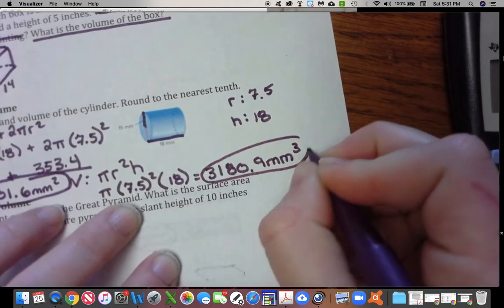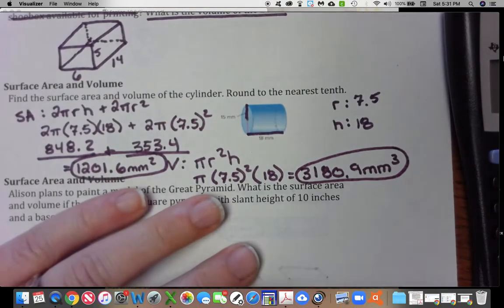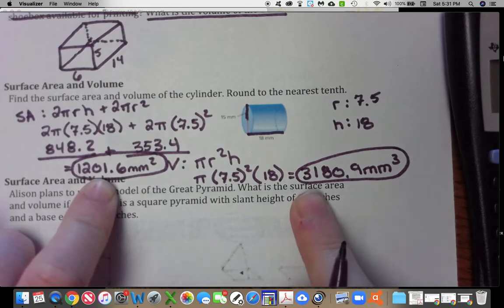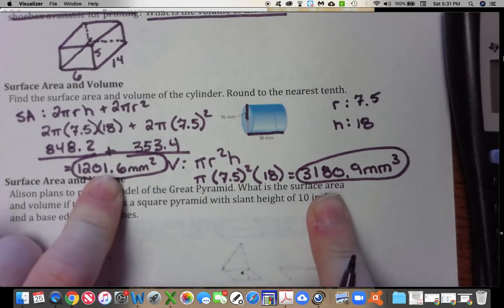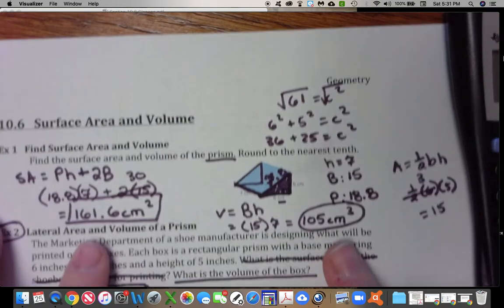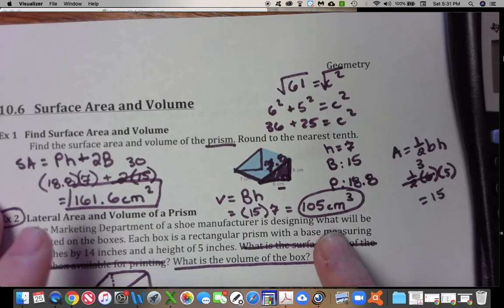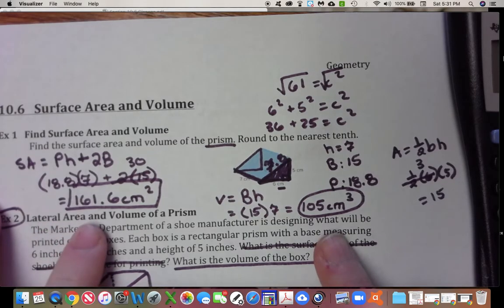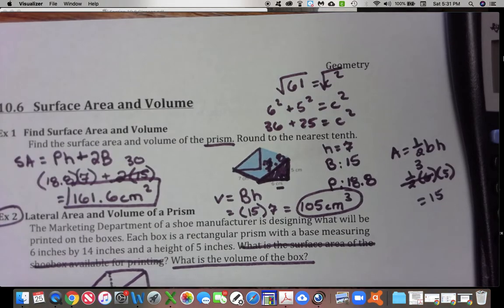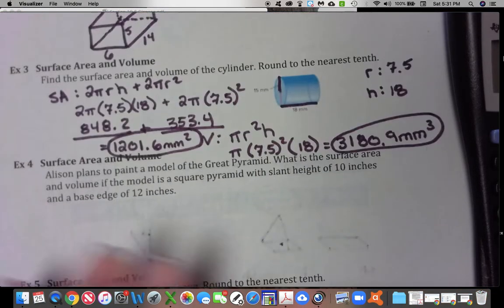Now, in this case, my volume was larger than my surface area, which is what happens in most cases, but it's not necessarily true that your volume will always be larger than your surface area. For example, in example one, we had that our volume was 105 and our surface area was 161. So it just depends on what your figure looks like which one is bigger. So don't always go by that, okay?